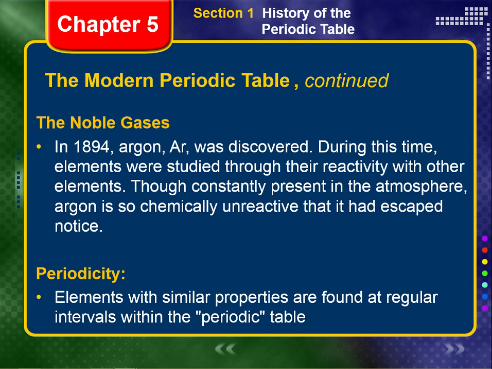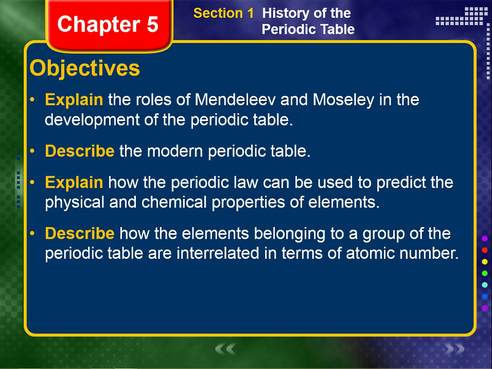And so we want to, again, hit this idea of periodicity because we're talking about the periodic table. So periodicity refers to the fact that elements with similar properties are found at regular intervals, right? Regular intervals within the periodic table. That's what it means to be periodic. So hopefully right now you can explain the roles of Mendeleev and Moseley in the development of the periodic table, describe the modern periodic table, explain how the periodic law can be used to predict the physical and chemical properties of elements, and describe how the elements belonging to a group of the periodic table are interrelated in terms of atomic number.